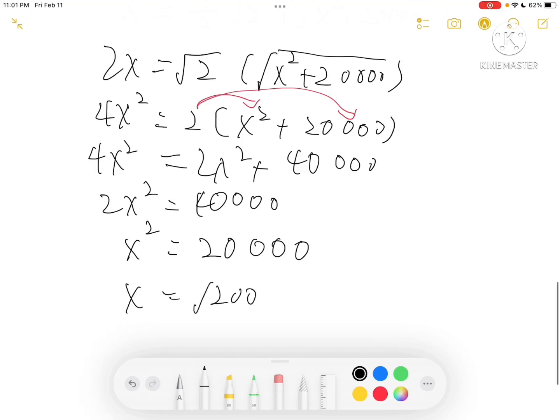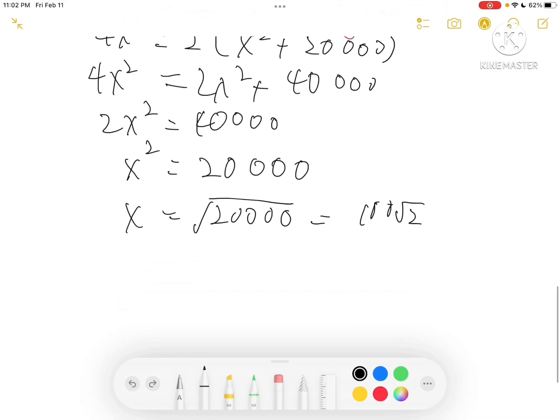So let's just take the square root of this, and it's equal to 100 square root 2. Because we know that x is a length, so it must be greater than 0. So it can't be negative 100 square root 2. It has to be positive.